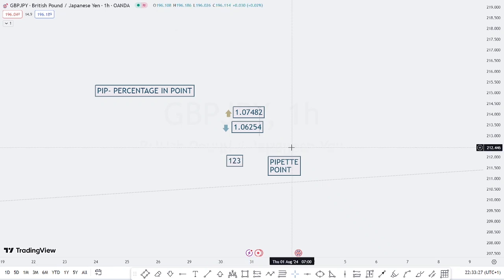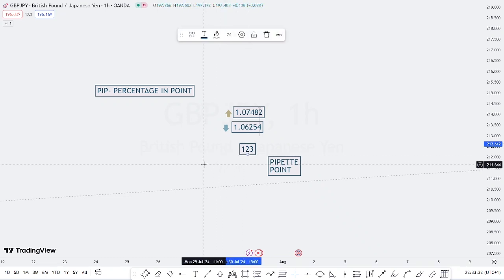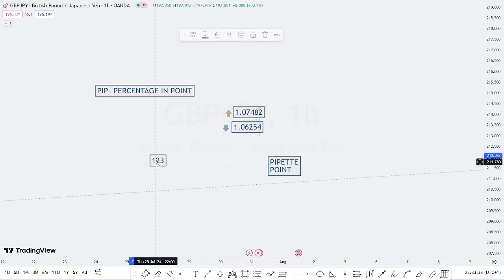That means in this market now, we made 123 pips. That is a lot of money. 123 pips is what we made from this market, just because we buy low and we sell high. Remember that, buy low and sell high. We made about 123 pips.